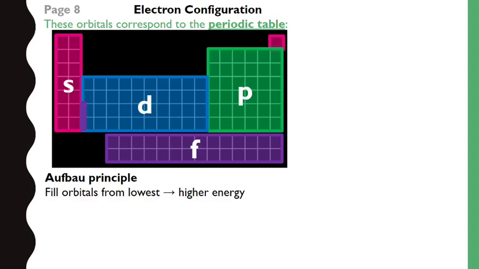Now, something to write in your notes, something new, is that each of these areas has a different specific energy level that they start at. Each energy level basically can add a new shape of orbital. So our S block elements start at energy level 1, P start at 2, D start at 3, and F start at 4.